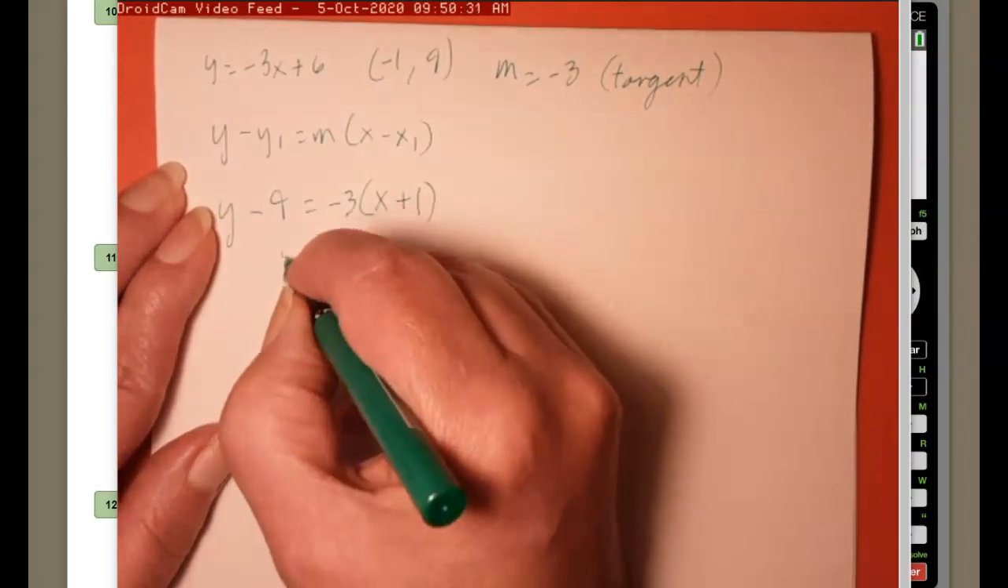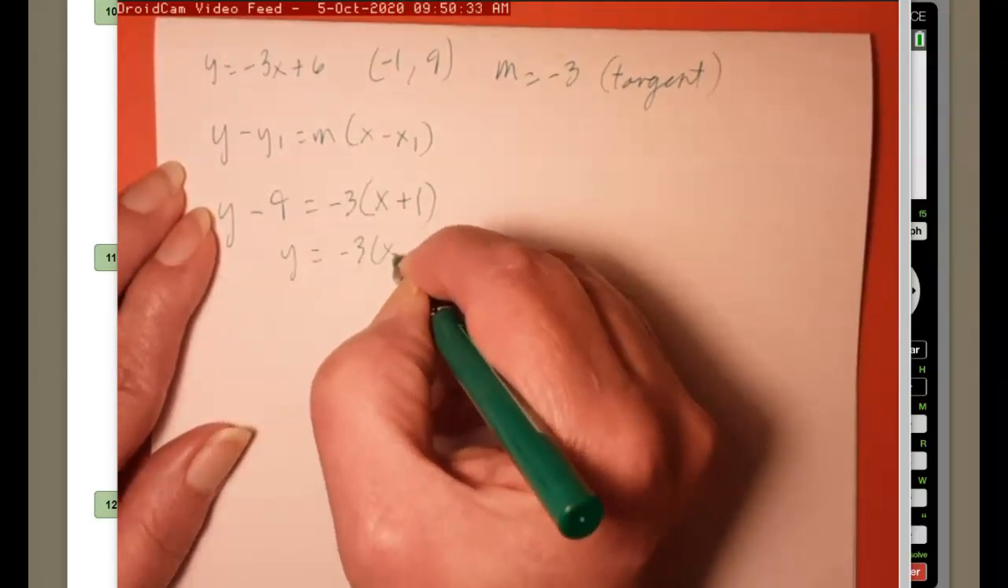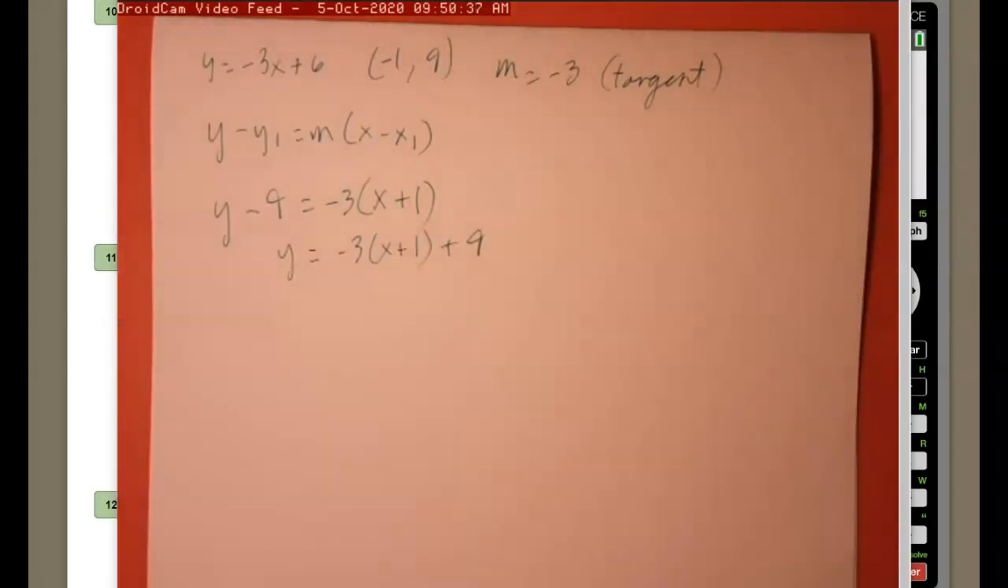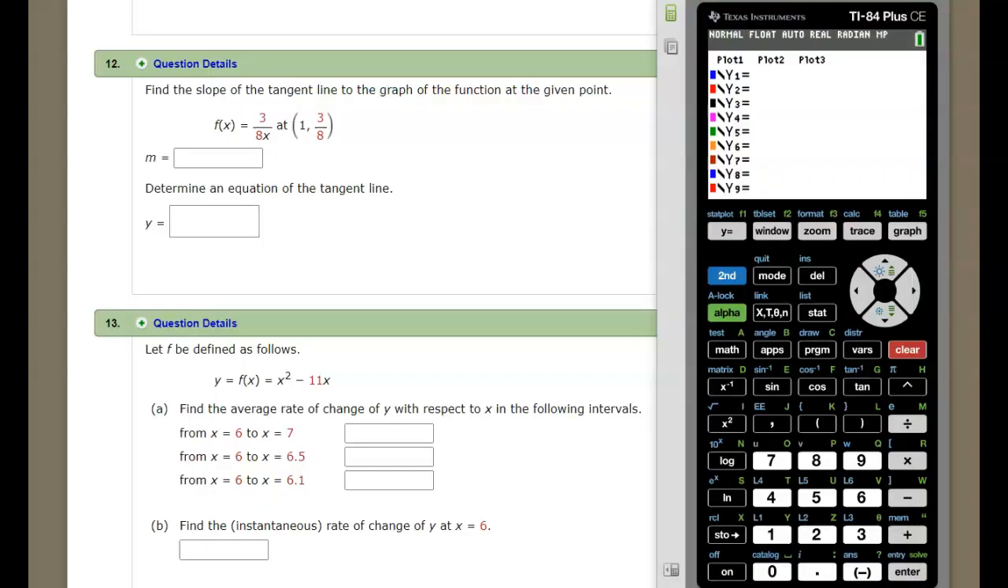And then I'll just move that to the other side. Y is equal to negative 3 times x plus 1, plus 9. I do not need you to simplify that, and they don't say to simplify, so you don't have to simplify. So you can just use the point slope form of the line and solve for y. It's pretty easy. They give you a few of these to do, finding the slope of the tangent line.